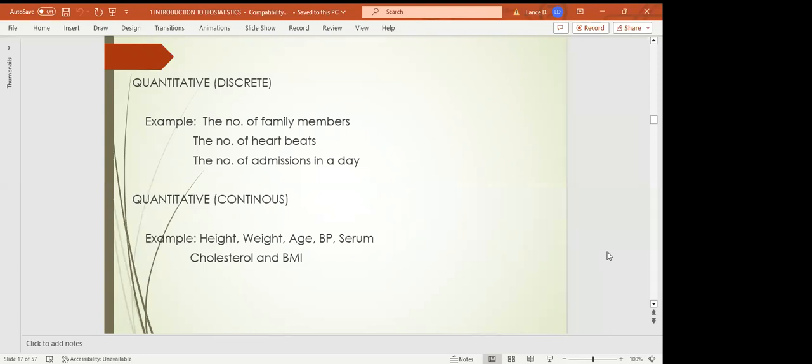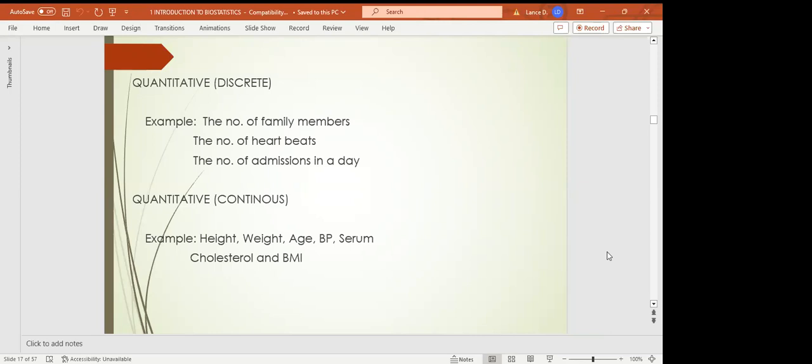It could be the number of family members someone has, the number of heartbeats you have. Yeah, quantitative. If you count the number of heartbeats per minute, it's quantitative. If you look at the number of admissions a hospital has per day, say you go to the Spanish Town Hospital or Kingston Public Hospital and you count how many people come in per day to visit the hospital, yeah, that's quantitative. But that's discrete. It's very specific at the same time.